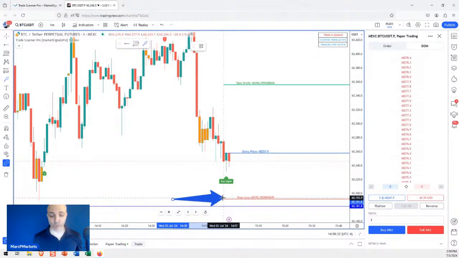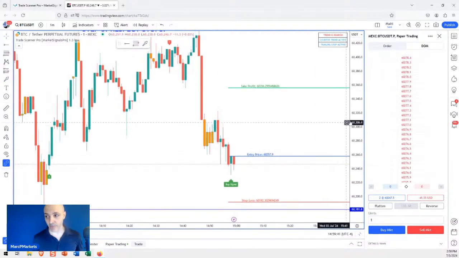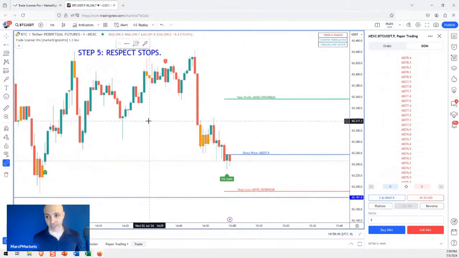The price may go straight to the stop. That can happen, especially on a 1-minute chart. But like I said, step 5, there's no thinking here. If it goes to the stop, I bang it out.